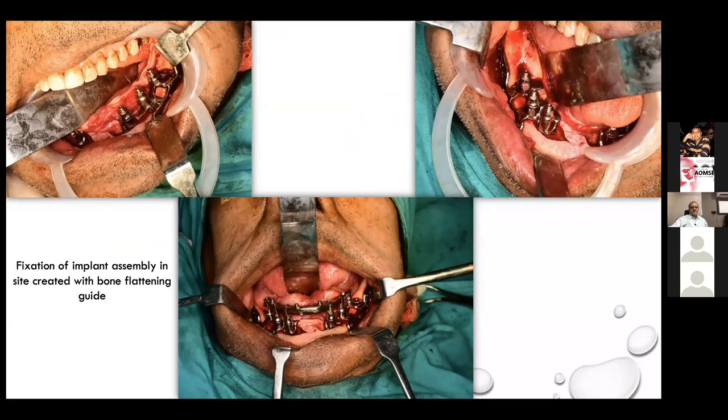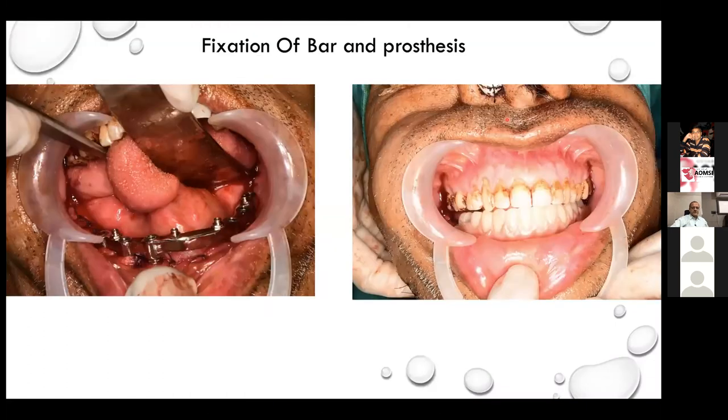All the attachment from the abutment to the bar on the buccal side is below the bone. So that actually gives an environment for the soft tissue to attach on the bone between the abutment, and it reduces. So this is actually on table. You fix everything, you fix the bar, and then you fix the prosthesis.